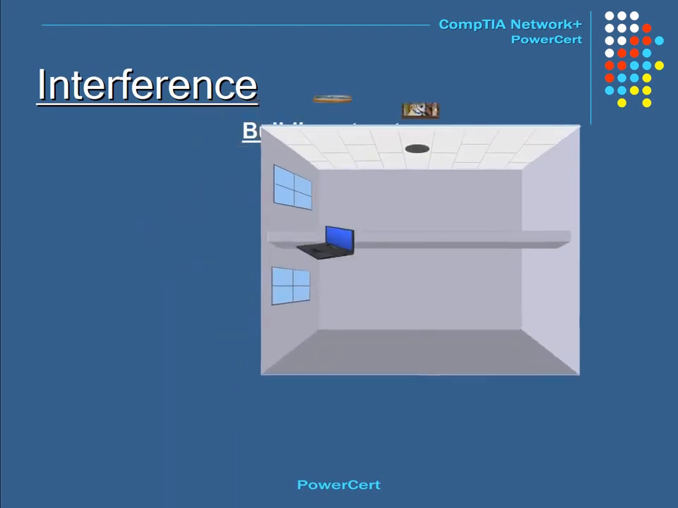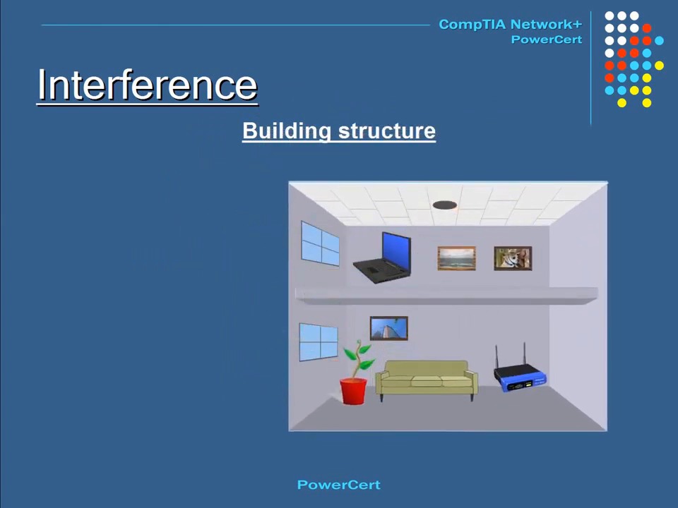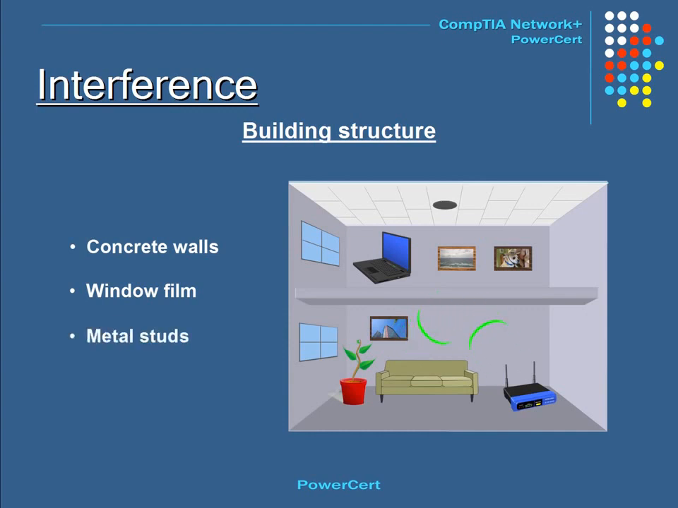And also the structure of a building is another factor that can affect a wireless signal. Concrete walls, window film, and metal studs can all affect wireless signals. So in this case, you may have to consider where you are placing your wireless router to avoid these kinds of structural interference issues. So you may have to test out certain areas in your home or office to make sure that all your devices can use your wireless network.